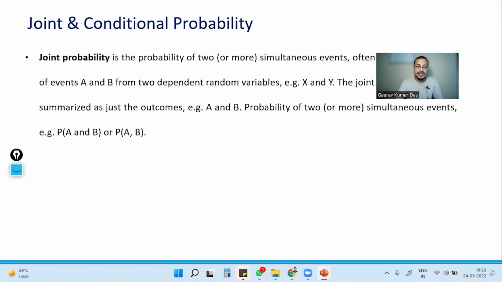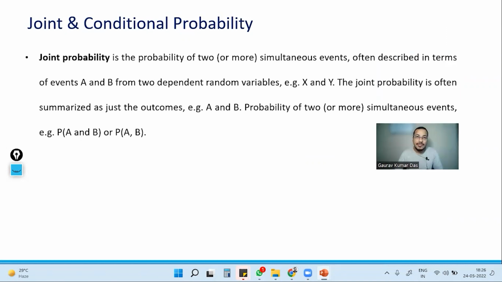So joint and conditional probability. Joint probability is the probability of two or more simultaneous events, often described in terms of events A and B from two dependent random variables. So joint probability indirectly means that the two variables or two events have to be dependent on each other. The joint probability is often summarized as the outcomes, for example A and B, probability of two or more simultaneous events. So P of A and B or P of A comma B. Both of them happening together. That is what we try to see.